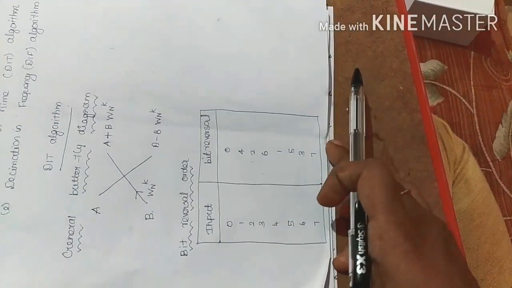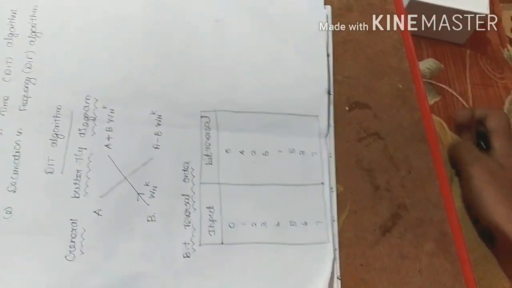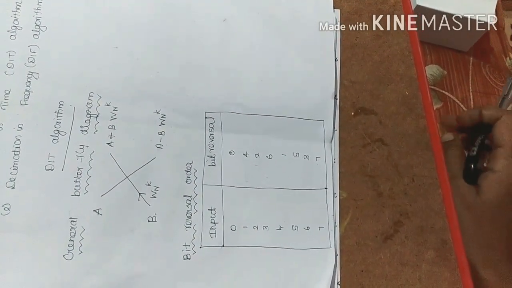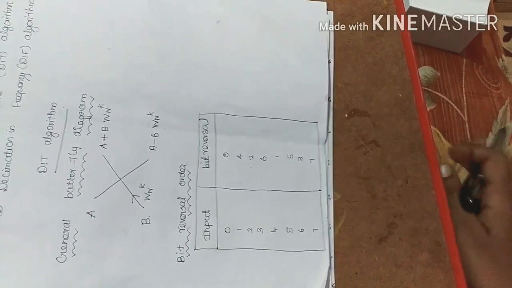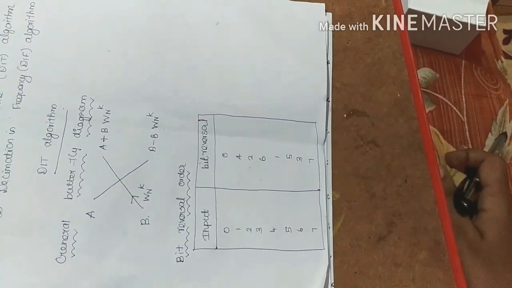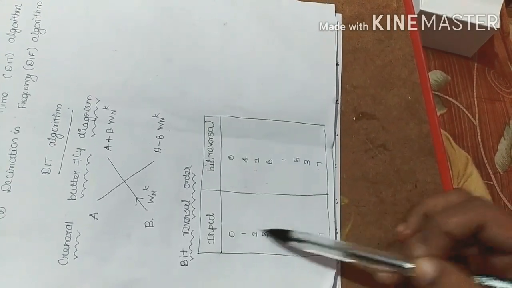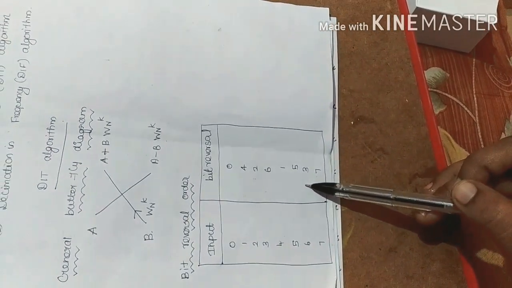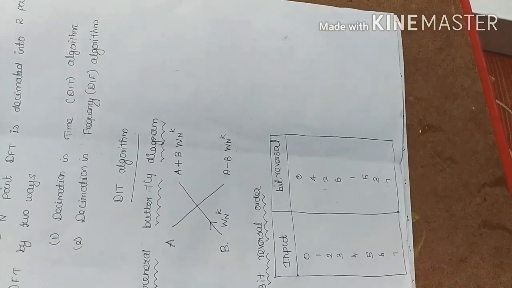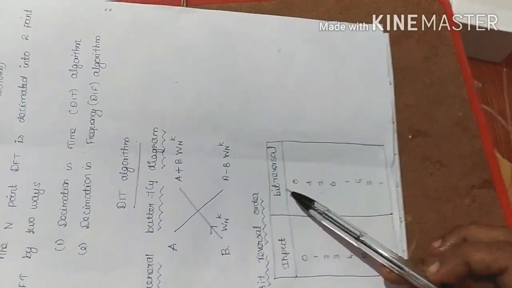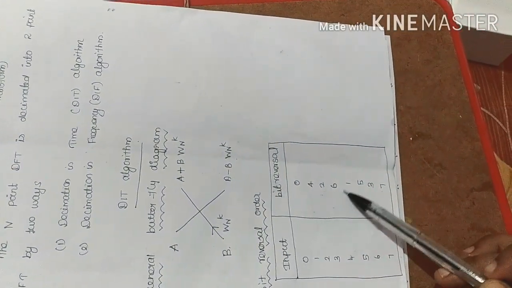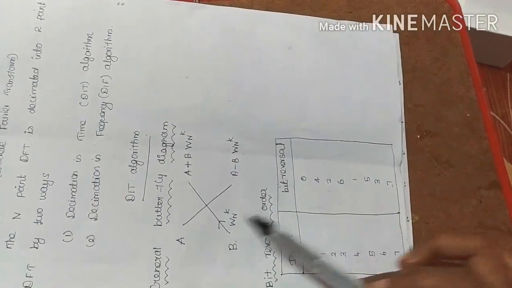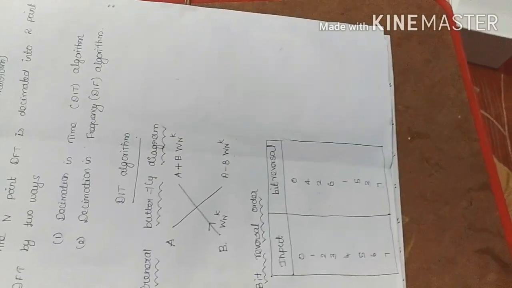Next is the bit reversal order. Normally, DIT problem inputs are in normal order, like x of 0, x of 1, x of 2, and so on, starting from 0 and going on. For DIT we convert the normal input into bit reversal order. So we study the bit reversal order first, and only then can we compute DIT problems. The bit reversal order is 0, 4, 2, 6, 1, 5, 3, 7. These are the two steps we have to follow before computing the butterfly diagram.